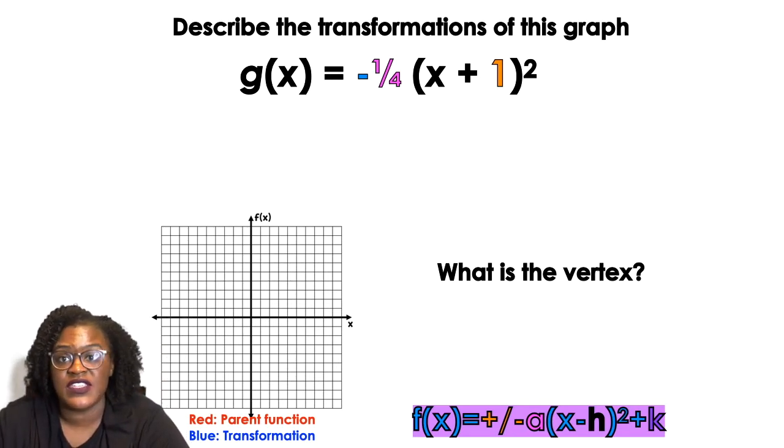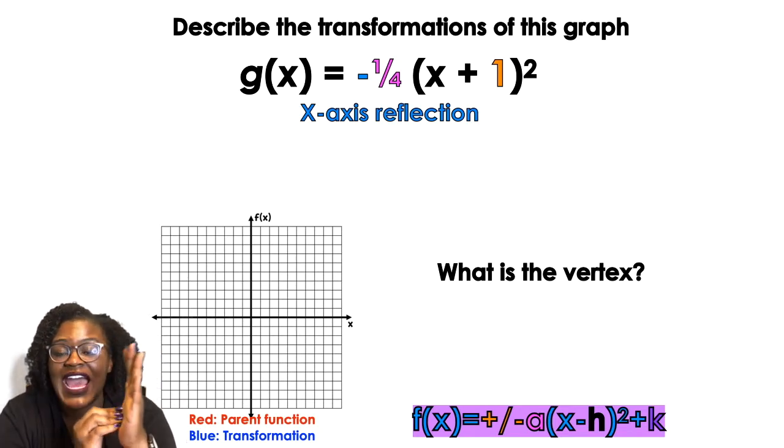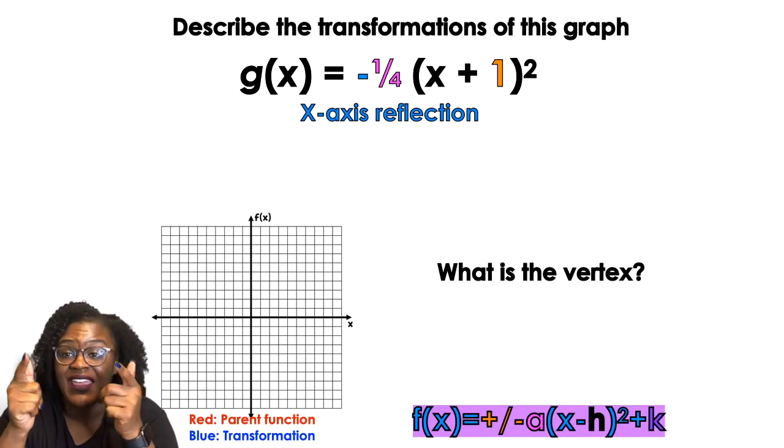And each of those tell you the same thing, right? So the first thing that we're gonna look at is the negative. If there's a negative in front, that is an x-axis reflection. And then we're gonna look at the 1/4. I asked you, what is the 1/4? A, H, or K? Looking at our model for vertex form, it is the A value, right?